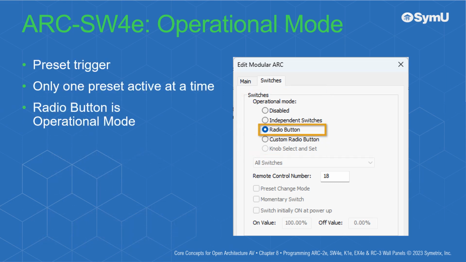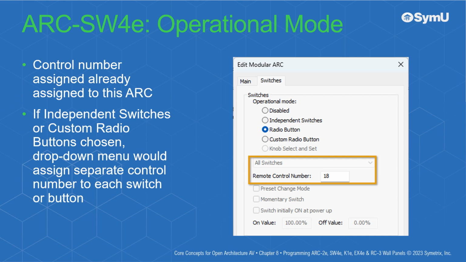The ARC-SW4E is a preset trigger in this example. Only one preset is active at a time, so radio button is the selected operational mode. The control number assigned from the Setup Remote Control window is already assigned to this ARC. If independent switches or custom radio buttons had been chosen, the drop-down menu would be used to assign a separate control number to each switch or button.